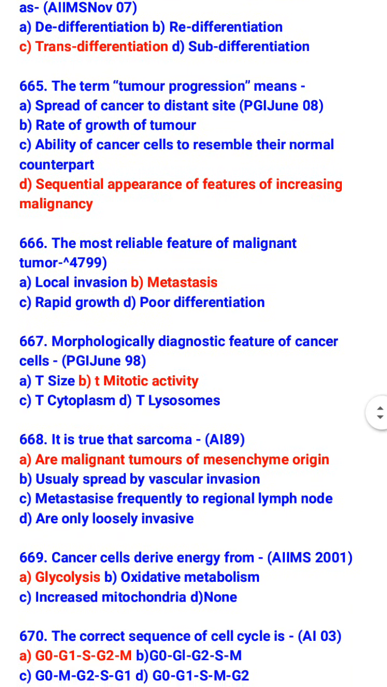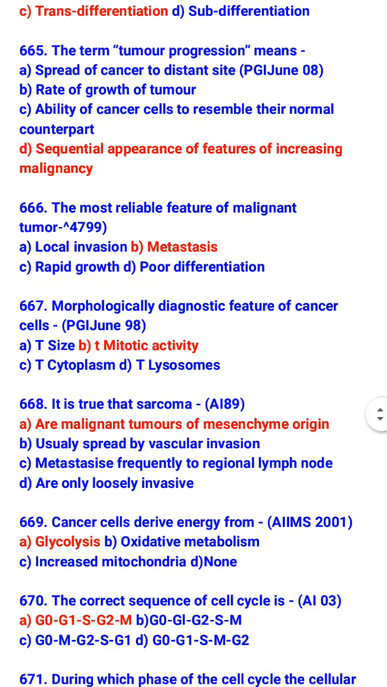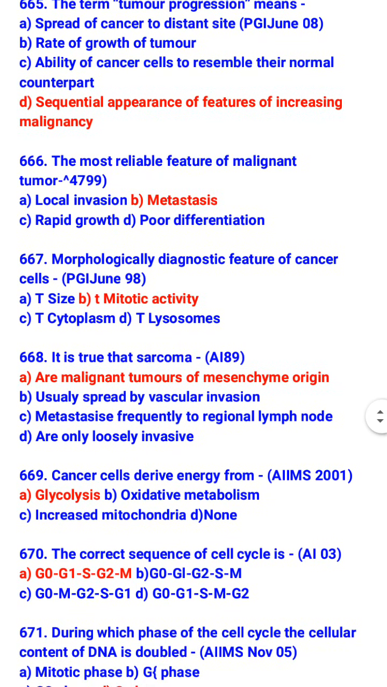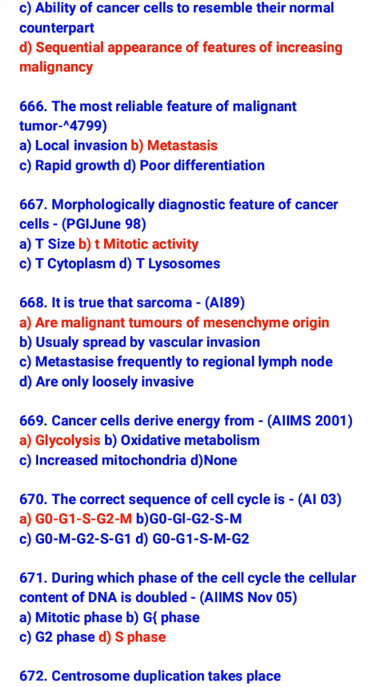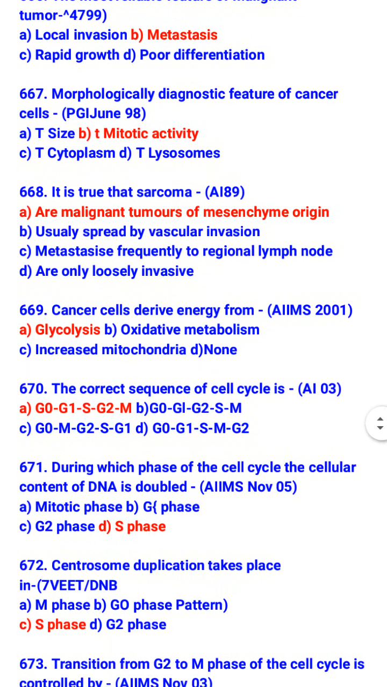The term tumor progression means sequential appearance of features of increasing malignancy. The most reliable feature of malignant tumor is metastasis. Morphological diagnostic feature of cancer cells is increased mitotic activity. It is true that sarcomas are malignant tumors of mesenchymal origin. Cancer cells derive energy from glycolysis.